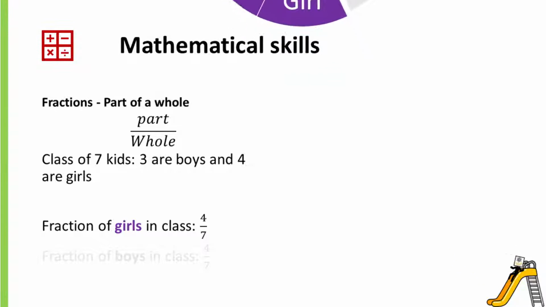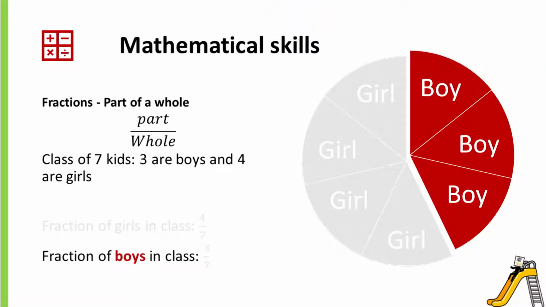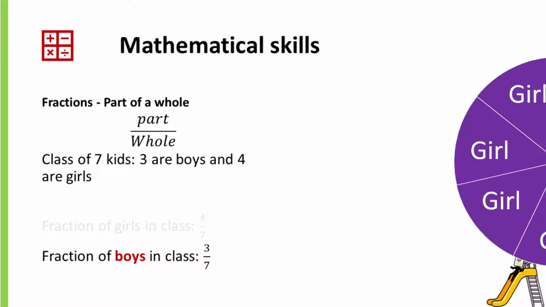Now let's do the same thing with the boys. How many boys are in the classroom? There are 3 boys in the classroom and there are 7 kids in the whole class, and therefore the fraction of boys in the classroom is 3/7. And that is basically what a fraction is and how fractions work.